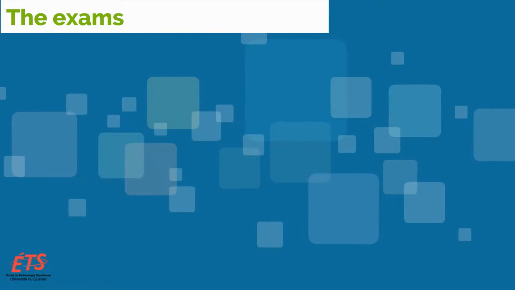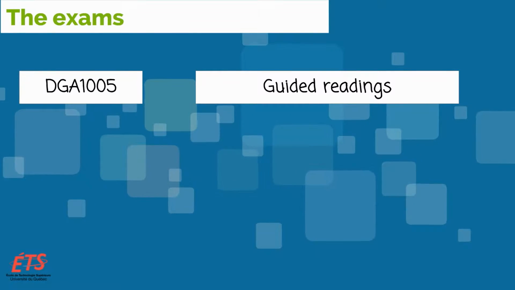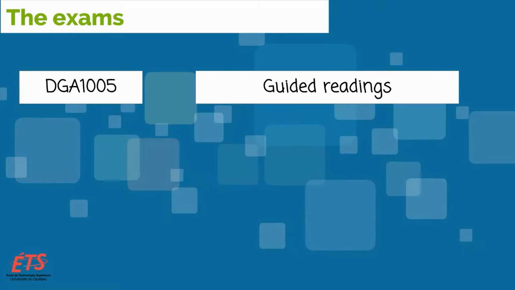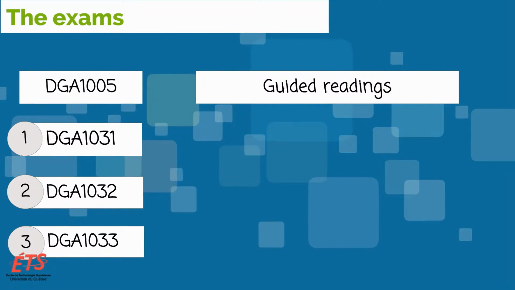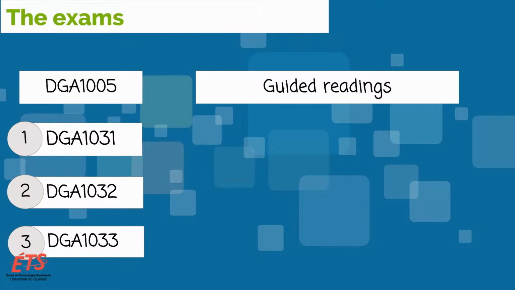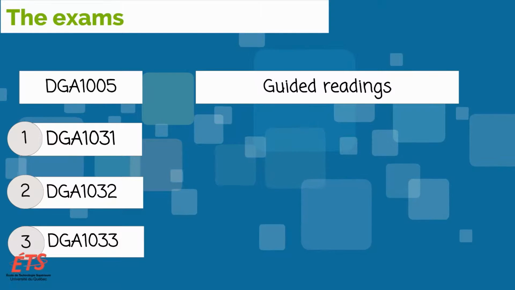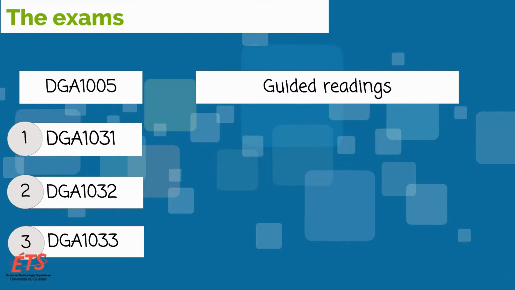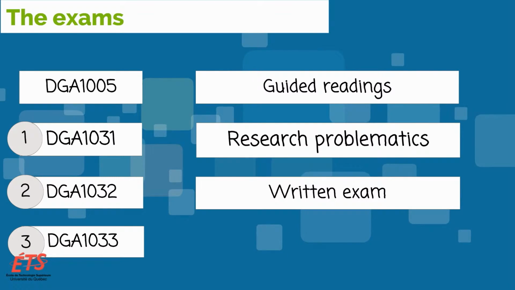The first 4 sessions are pretty important because here is where you will define your research project. First, your director will give you some readings to help you start. Then, in the next 3 sessions, you will present the 1-year-long DGA exam that is divided into 3 parts, 1 per session. The parts of the exam are research problematic, written exam, and oral exam.